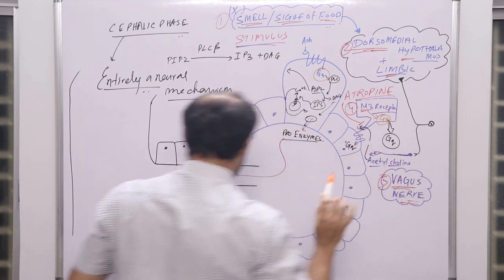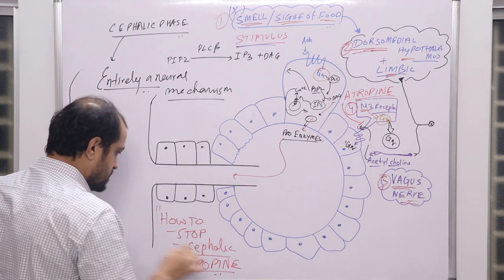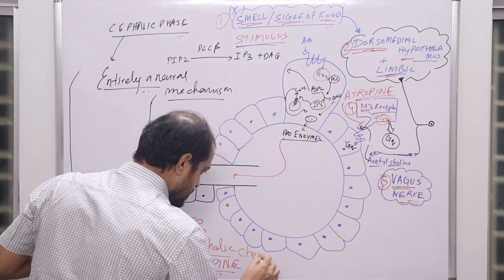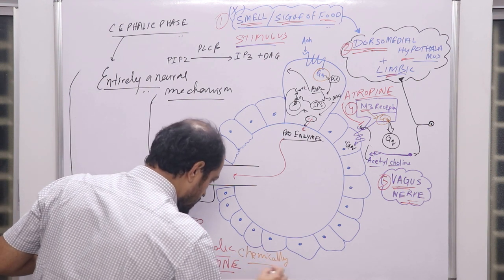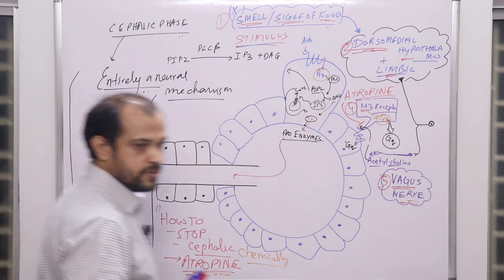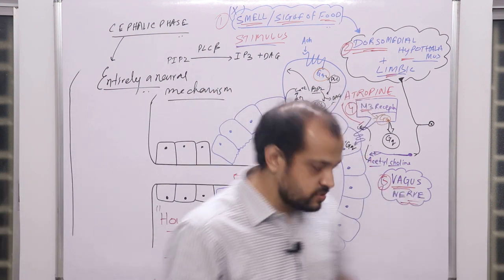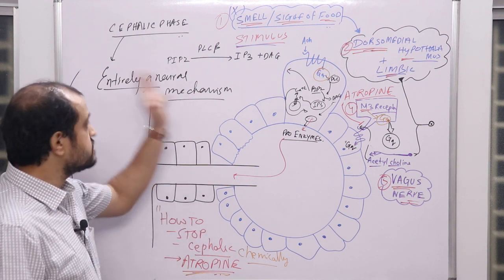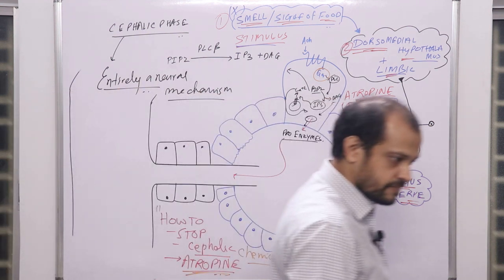Clear? These are the 4 things. Now another question, how to stop cephalic phase? Chemically, by the use of atropine. Clear? By the use of atropine, you can chemically inhibit cephalic phase. Okay.